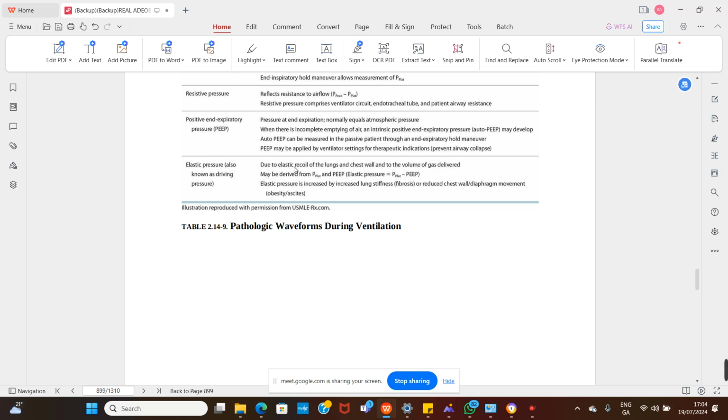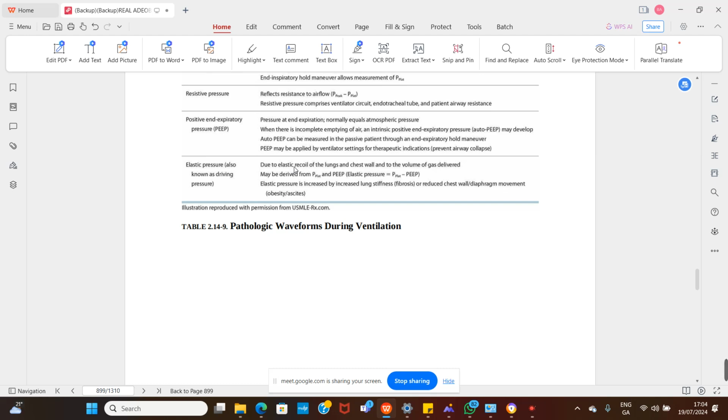If the lung is stiff from fibrosis, do you think that lung will be compliant? No. What do you think will happen to the elastic pressure of that lung? High. Yes, elasticity is low, exactly. So a lung with ARDS, what do you think will happen to the elastic pressure? It will increase. So with ARDS, yeah.